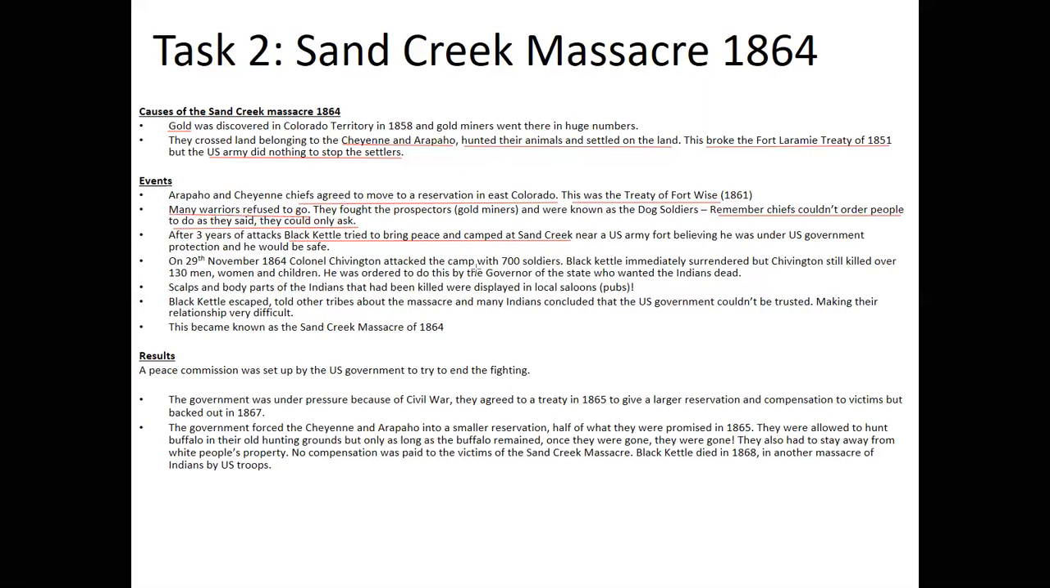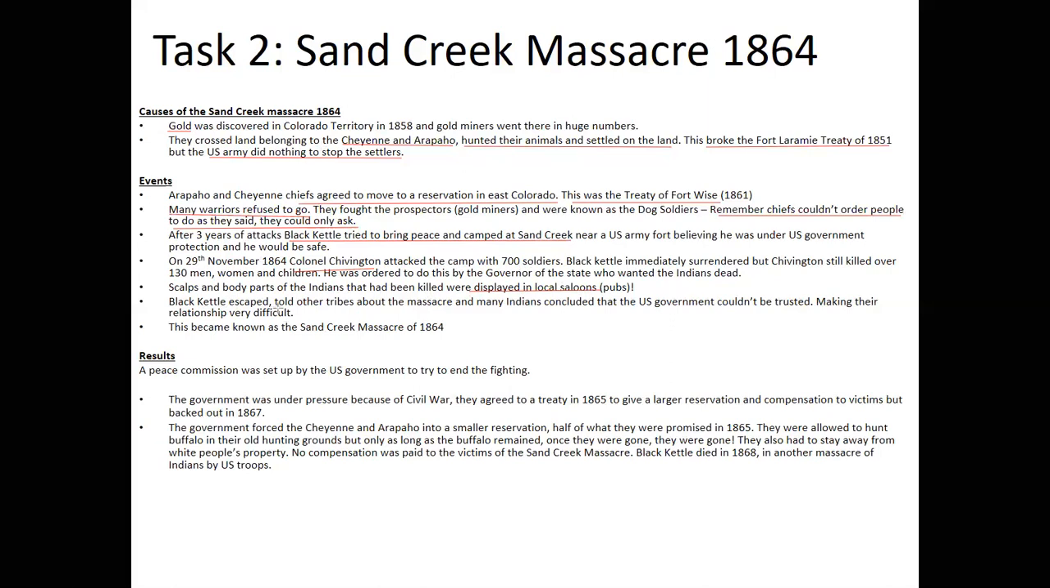It was a massacre that happened when they were trying to make peace. Black Kettle and the Cheyenne and the Arapaho were trying to bring an end to these attacks. However, Colonel Shivington and his men killed 130 men, women, and children, even though a white flag was being waved, which is symbolic of surrender and peace. Scalps and body parts of the Indians that were being killed were displayed in local saloons, in pubs. So there was no remorse from the people that had killed them. If anything, it was seen as a celebration.